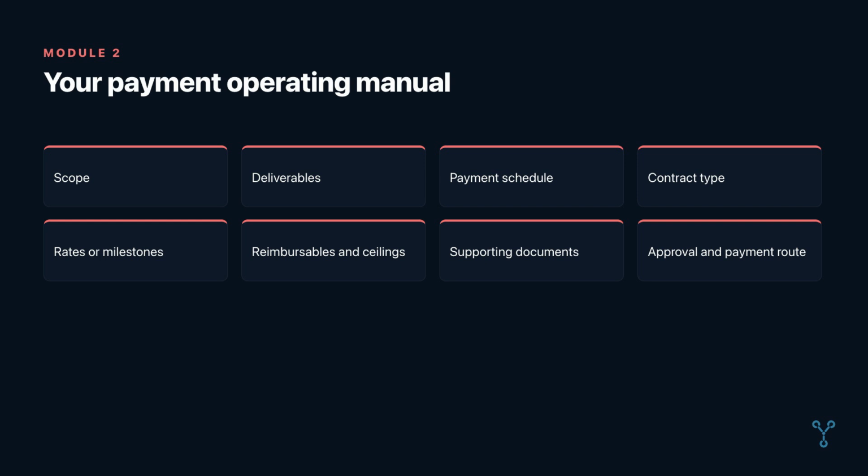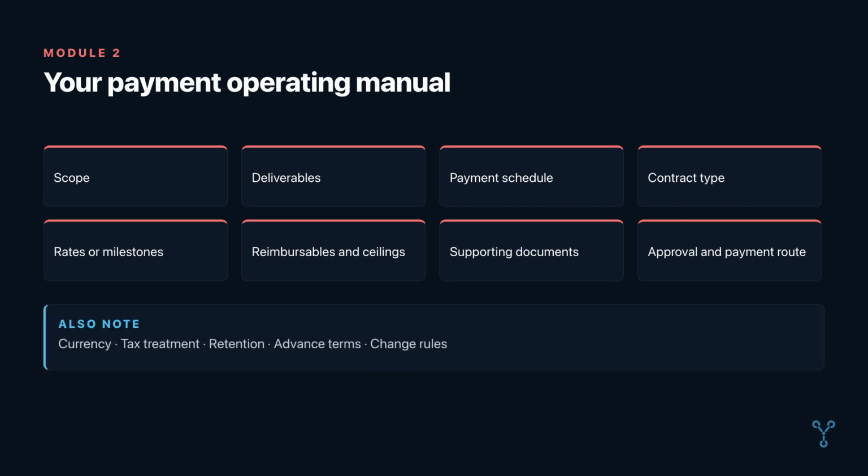Start by finding 8 things: scope, deliverables, payment schedule, contract type, fee rates or milestones, reimbursable categories and ceilings, required supporting documents, and the approval and payment route. Also note the currency, tax treatment, retention or holdback, advance terms, and rules for changing the contract. Put these items on one payment checklist.